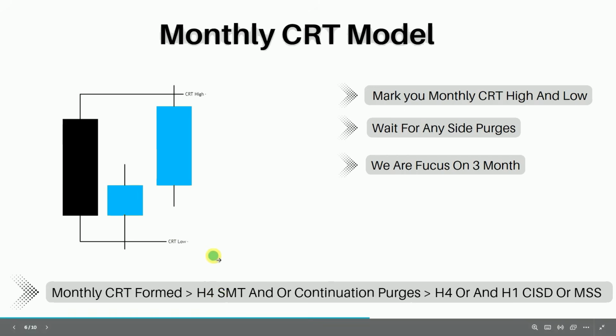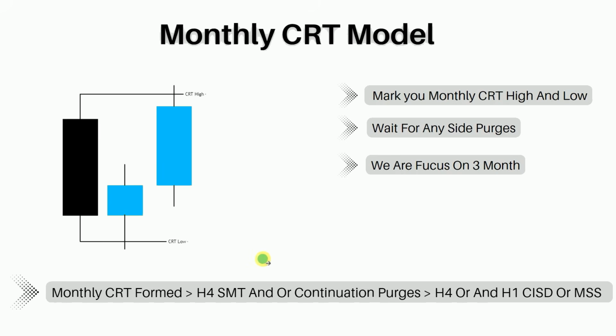If not, then we will drop to H1 and look for a market structure shift or a change in the state of delivery. Once that confirmation appears, we take the trade. This is the complete roadmap. As I explained earlier, this is exactly what we need to look for.